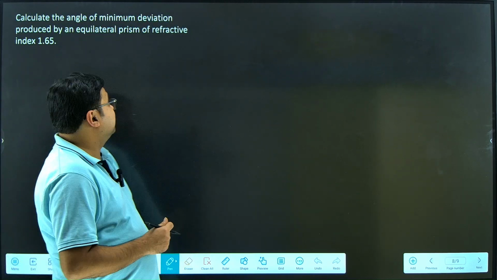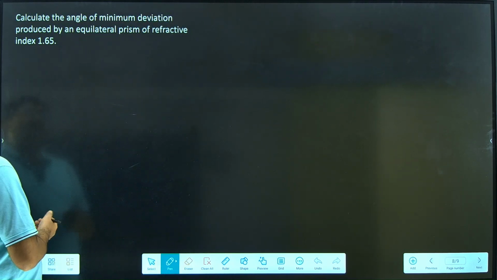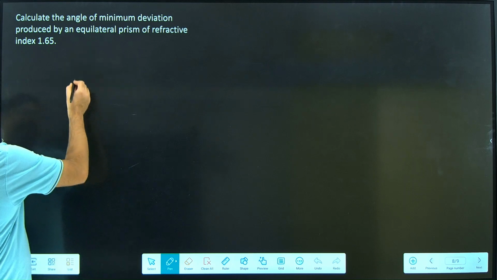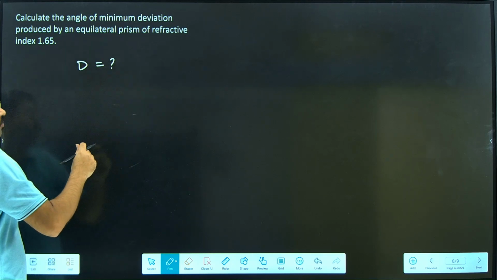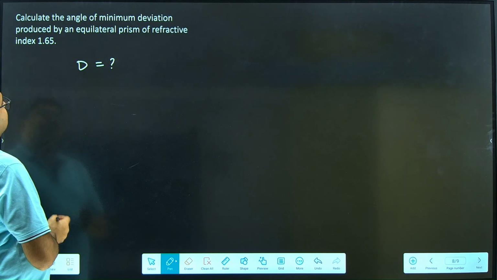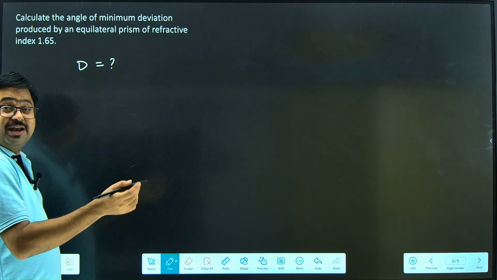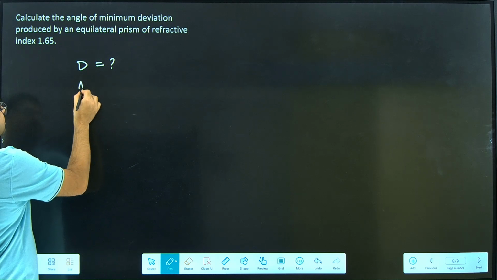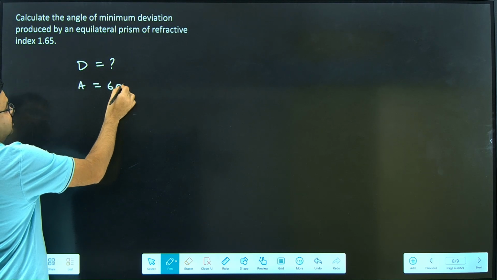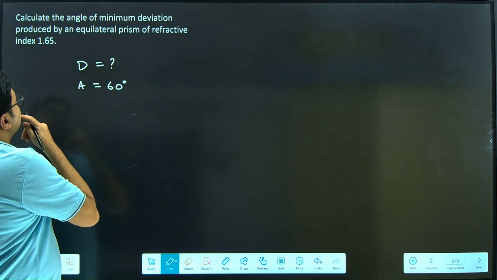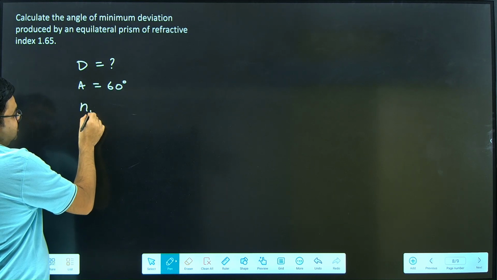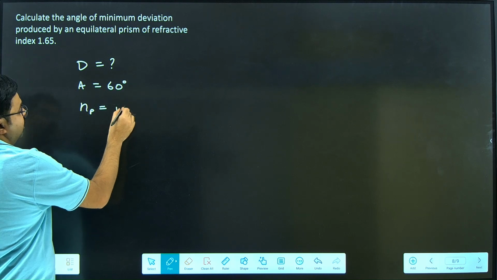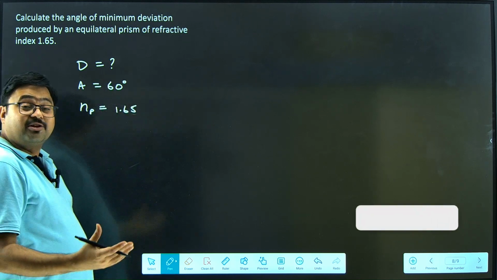Let's look at the next question. Calculate the angle of minimum deviation. So we need to calculate the angle of minimum deviation. Let me write what capital D is. Produced by an equilateral prism. It's an equilateral prism. That means the angle of the prism is 60 degree. So that's the angle of the prism. Of refractive index 1.65. Refractive index of the prism, my dear friends, is 1.65.